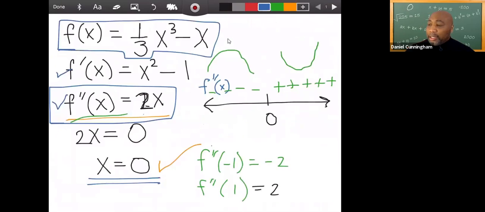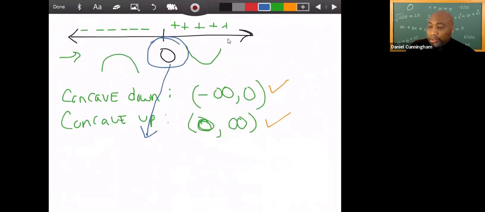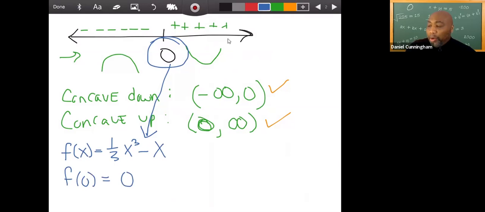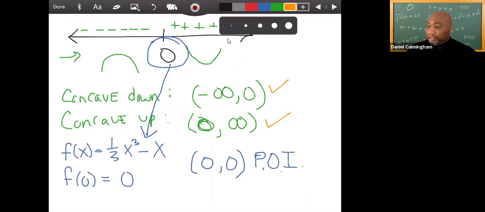Now our original equation is f of x is equal to 1/3 x cubed minus x. Plug into the original equation, so f of 0 would be equal to 0 minus 0, which is 0. And so a point of inflection is (0, 0). That is our inflection point. A lot of people will write POI to mean a point of inflection.